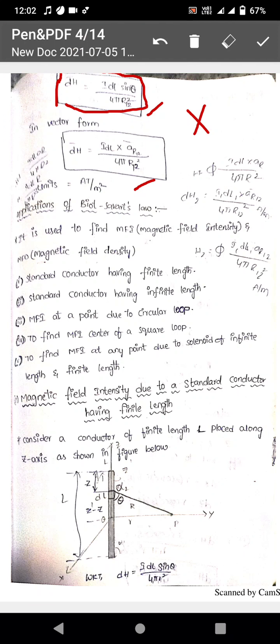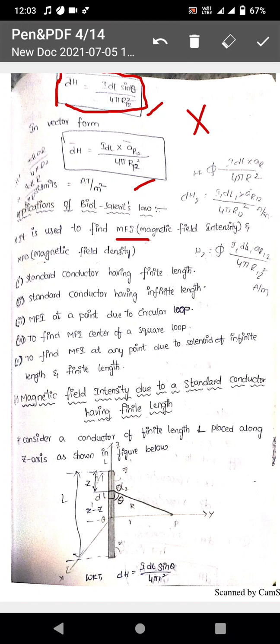Now we go for applications of Biot-Savart law. That is very important. Give any 4 applications of Biot-Savart law. These are interview questions or competitive examination questions. It is used to find magnetic field intensity. H bar is known as magnetic field intensity or magnetic field strength, also called magnetic field density.